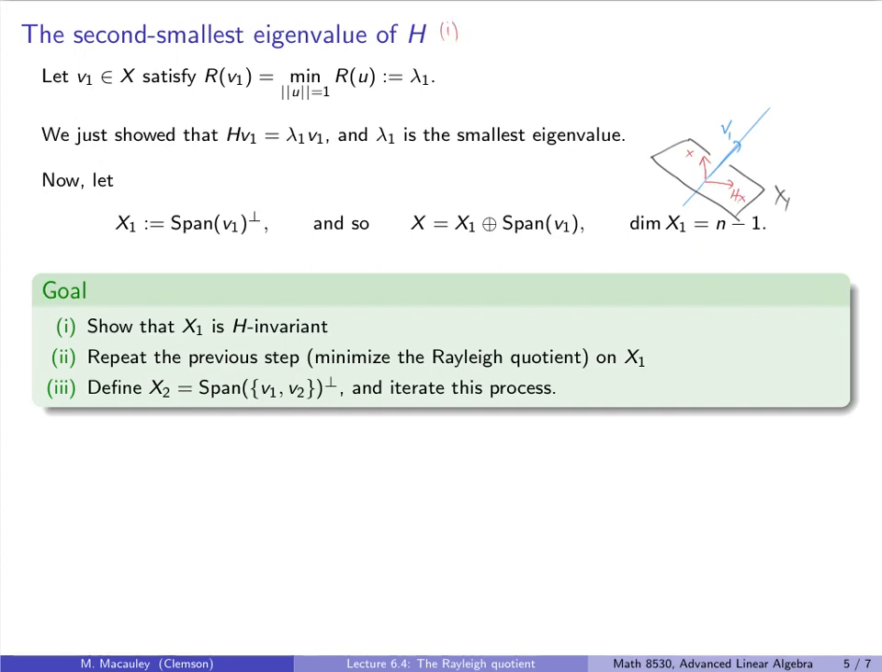In other words, for part 1, we need to show that if v1 dot x is equal to 0, then v1 dot hx better be 0 as well. And indeed, we can write this as hv1 dot x, which is lambda 1 v1 dot x. We can pull out the lambda 1 and get v1 dot x, and this is equal to 0 by our assumption. So that confirms part 1.